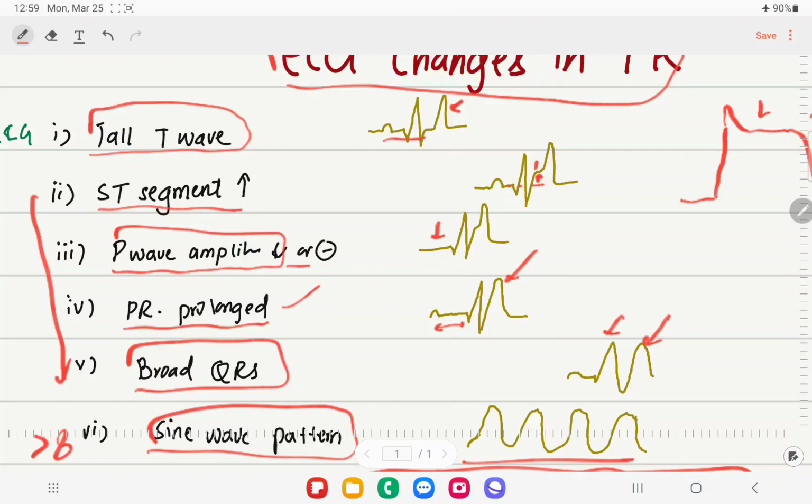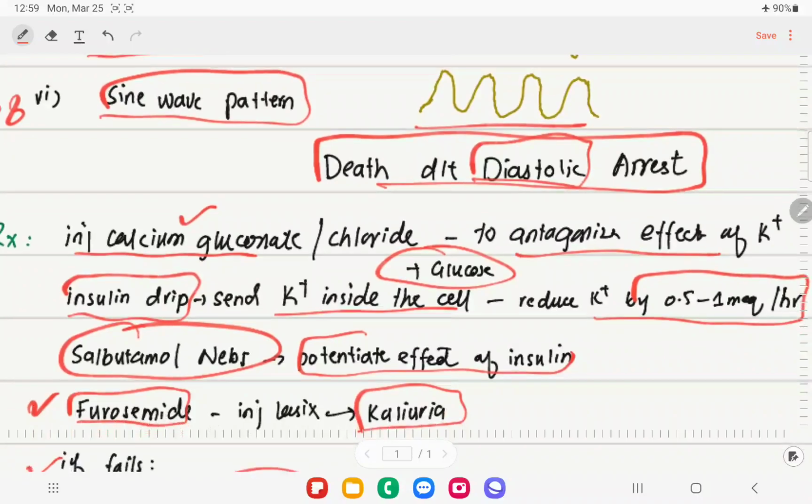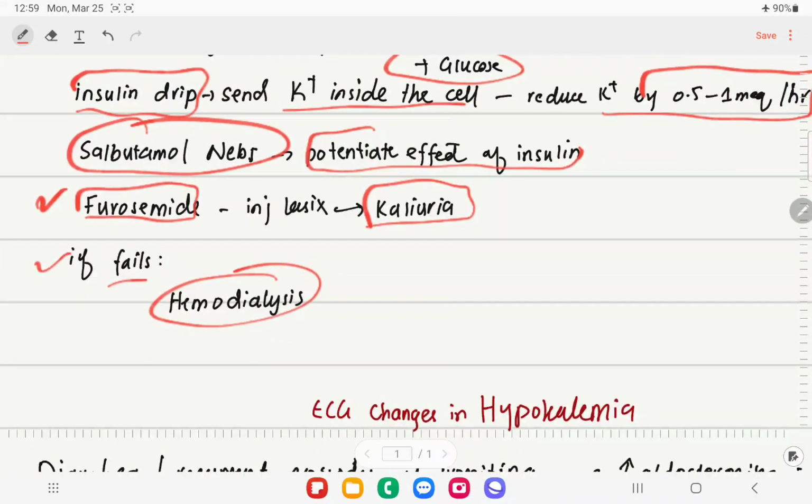And the ECG component related to that, we're going to see the tall T waves, right? Then there will be ST segment elevation, right? As potassium builds up in the body, we're going to see the various findings in these patients, right? You have to remember that the PR interval will be prolonged in both hyperkalemia and hypokalemia. The next topic will be ECG changes in hypokalemia, right? So that's all for today.